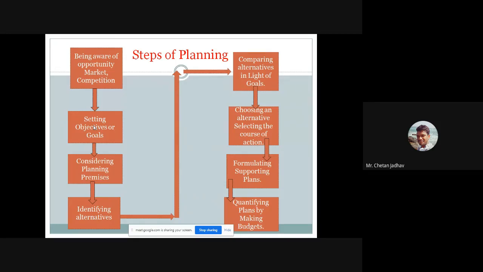Because at the time of doing planning, that time the market survey and market condition is different, and at the time of the actual selling of the product, that market condition will be different. So as per that situation you have to consider premises, so that will be better for your market survey.